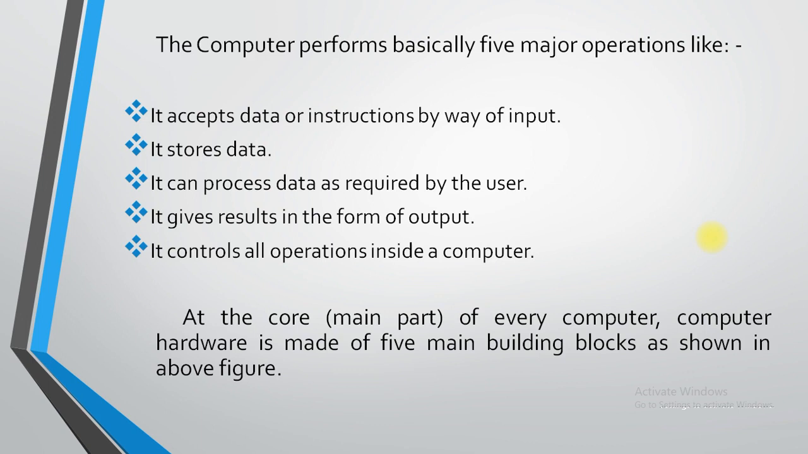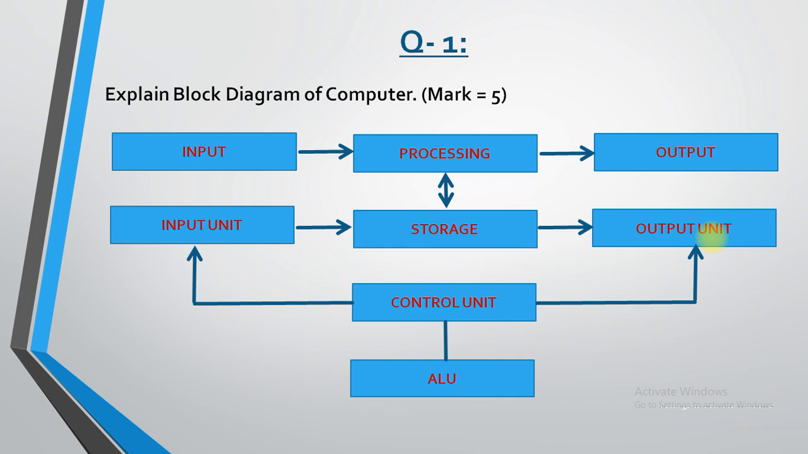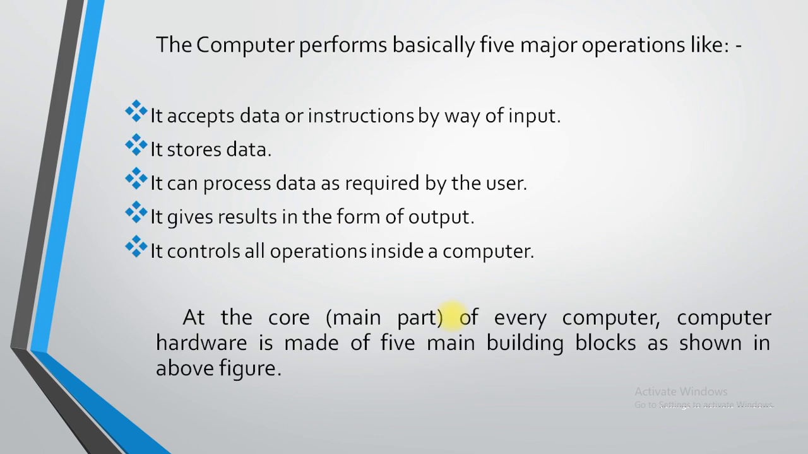So at the core, core means main part, right? So at the core of any computer, computer hardware is made of 5 main building blocks as shown in the above figure. Let me repeat it once again. See the block diagram of computer. Our block diagram is divided into 5 different units. Number 1, input unit, storage unit, processing unit, output unit, and arithmetic and control unit. So these 5 are the main part of any computer system, or main part is also referred to as a core, right? So it performs 5 operations.